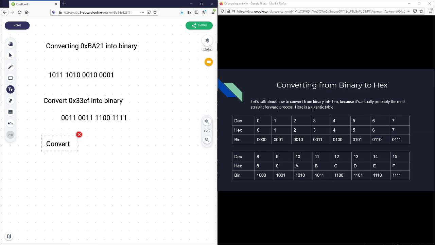So let's do one more conversion. Let's convert this into binary. In this case, we're going to have 0011 and then 0010 for the 2, 1010 for A, 0010 for 2 again, 0001 for 1, and 1111 for F. So that's really it.